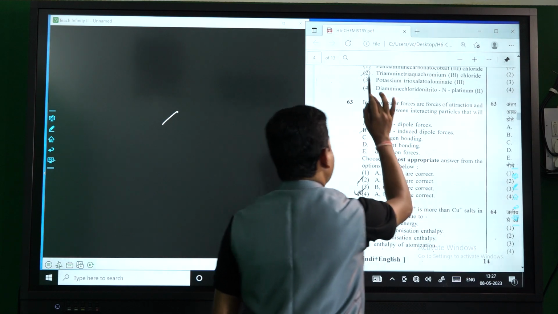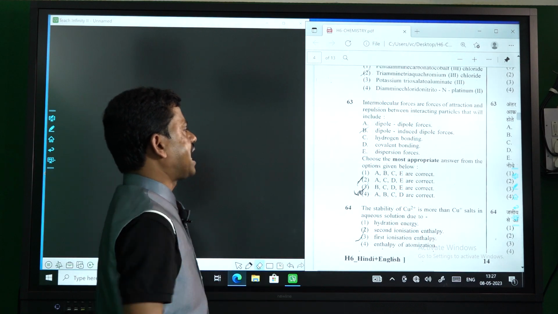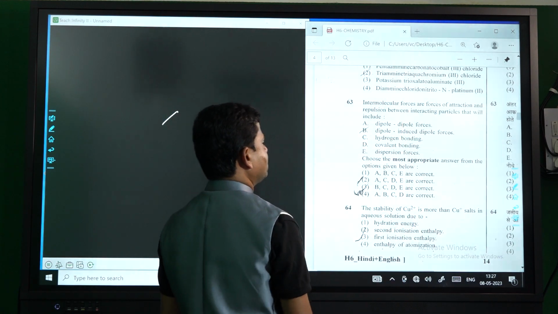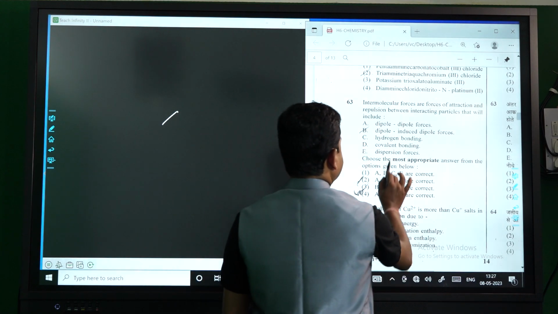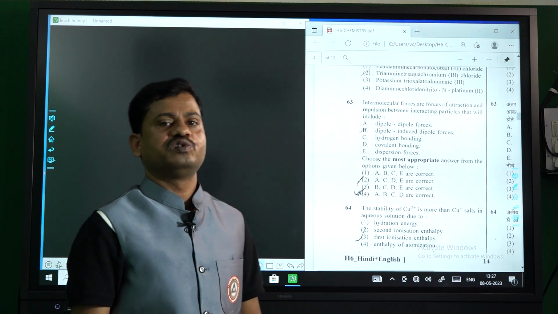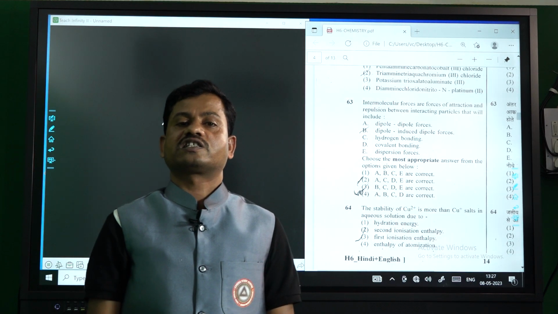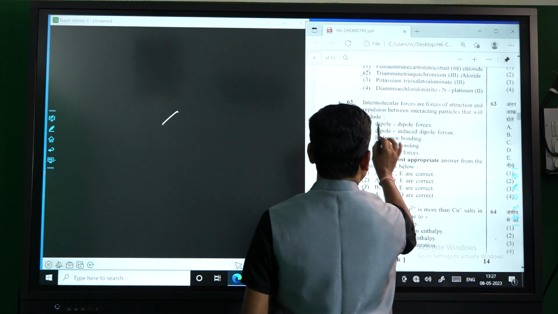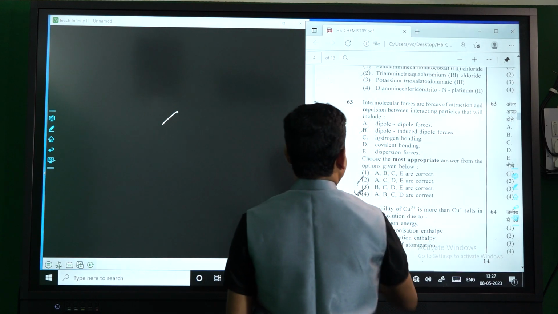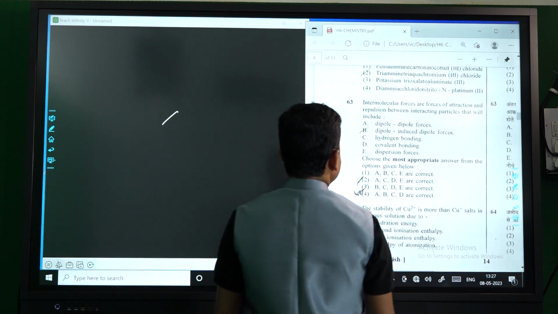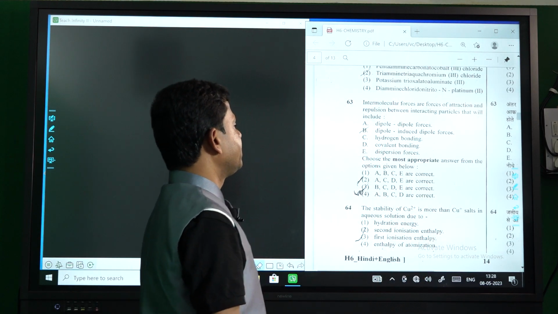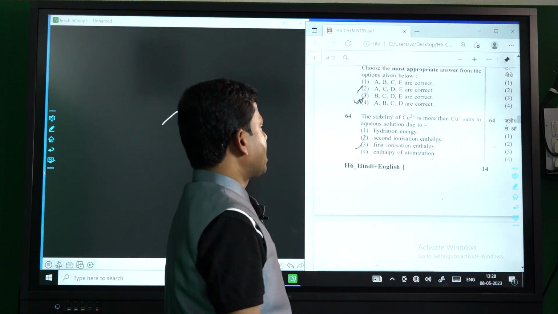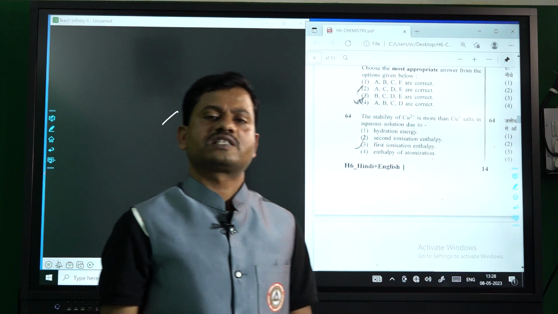Hydrogen bonding is a type of dipole interaction. Dear students, remember that hydrogen bonding is a dipole interaction. Covalent bonding is a chemical bonding, so that option is incorrect. Dispersion force, which is known as London force, is an instantaneous dipole induced dipole. So according to your scenario, A is correct, B is correct, C is correct, E is correct. So A, B, C are correct. Only D is incorrect.